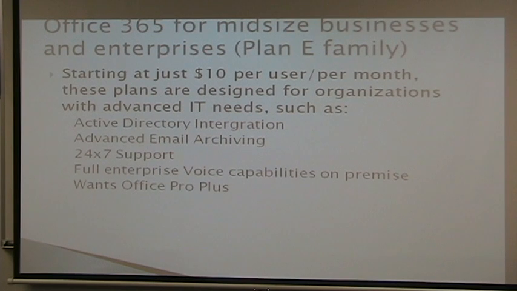So the next plan is the E family. It starts at $10 per user per month. They're designed for organizations with advanced IT needs. Some of the things they offer are Active Directory integration, advanced email archiving, and 24/7 phone support. They have access to full enterprise voice capabilities with an on-premise Lync server, and they would want Office Pro Plus. Something to note here is that if they have an Active Directory server, this is the plan that they have to be on.